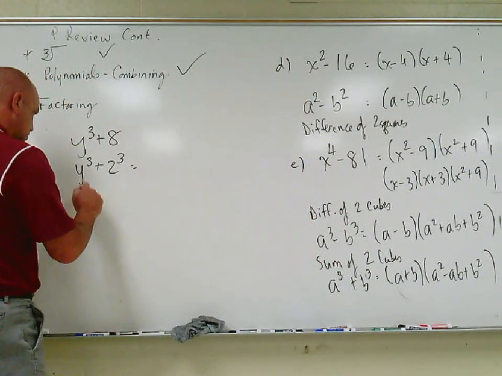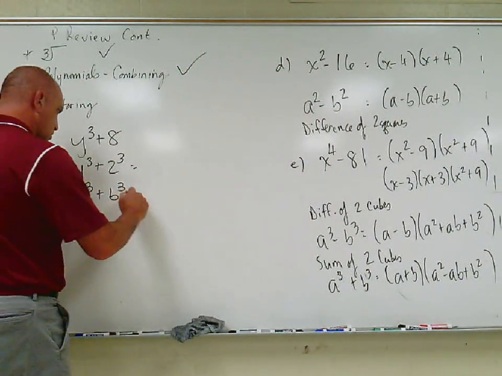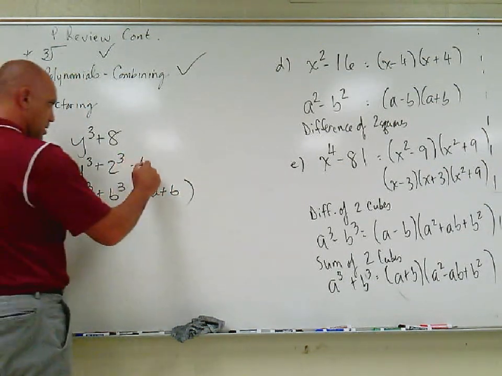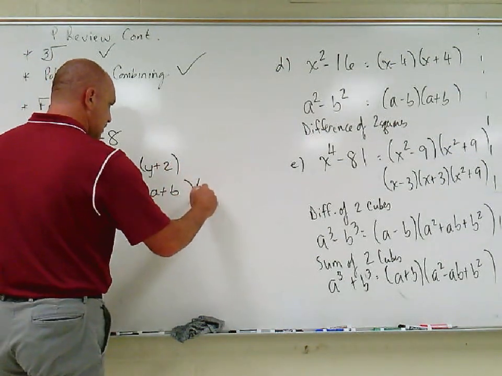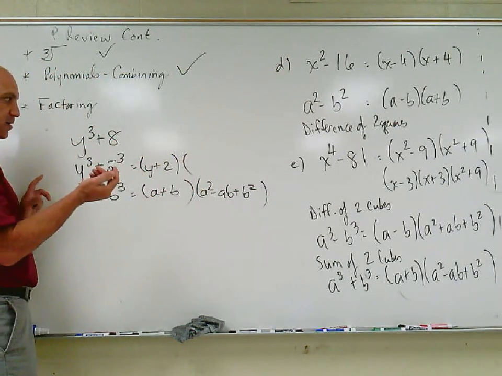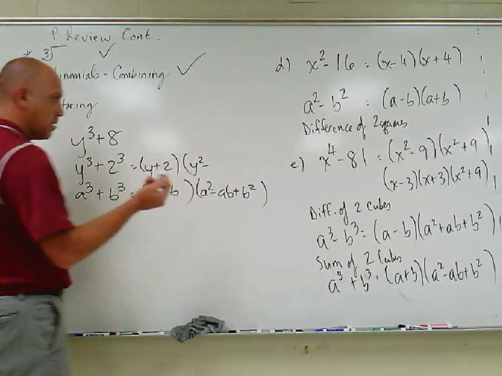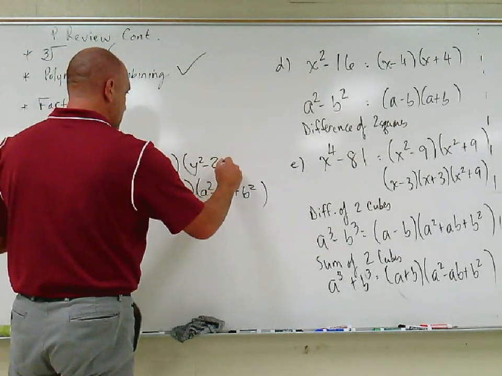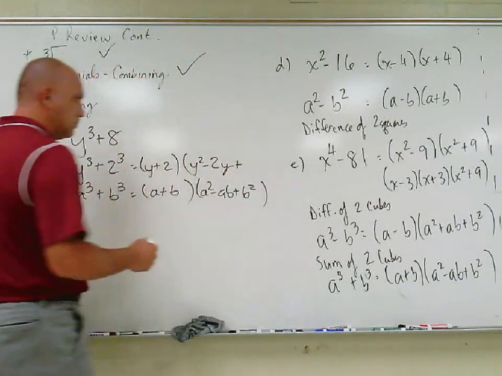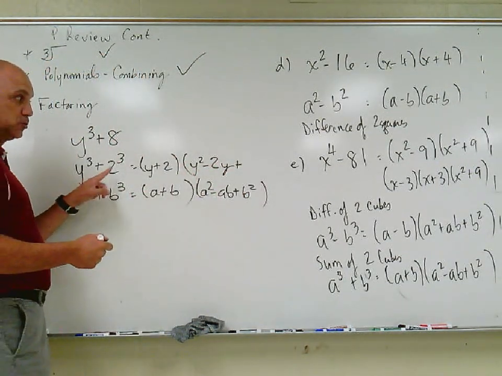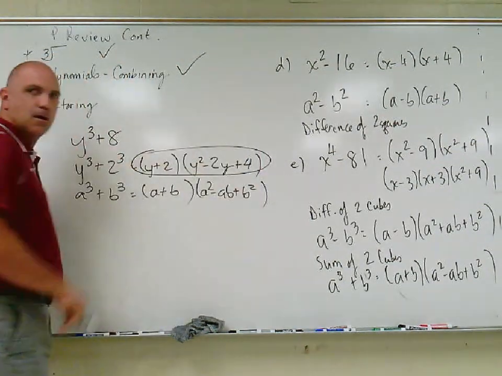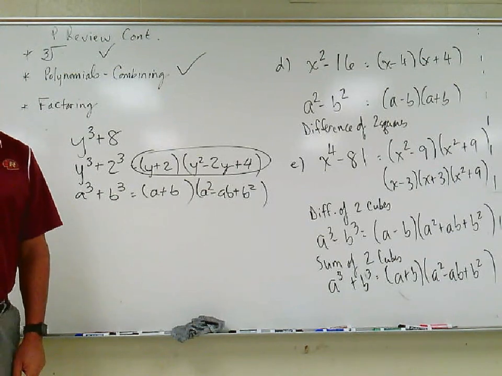So I'm going to use the sum of two cubes formula because that's what I have. So what would a plus b be? Y plus 2. Then it's a squared minus ab plus b squared. So what's a again? It's y squared. Then it's going to be minus 2y. You want to say y times 2, right? And then plus that 2 squared, which is 4. And that's it. And that's factored.